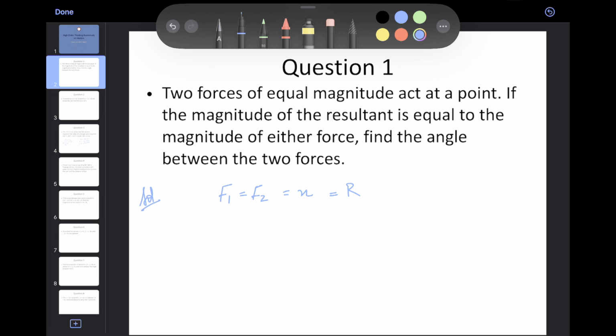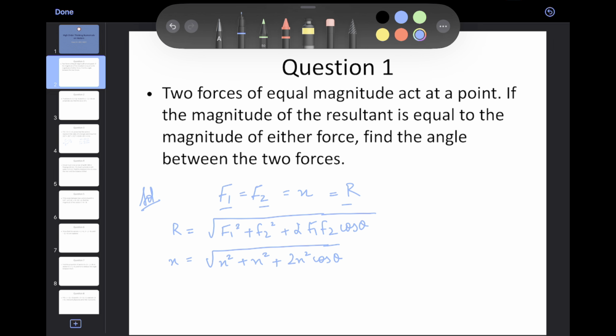Now you have the formula that R is equal to under root of F1 square plus F2 square plus 2 F1 F2 cos theta. Now just put the value of F1, F2 and R to be x. So this is x equals under root of x square plus x square plus 2x into x, that is 2x square cos theta. If you square both the sides, it becomes x square and you can remove the under root. This x square becomes 2x square plus 2x square cos theta.